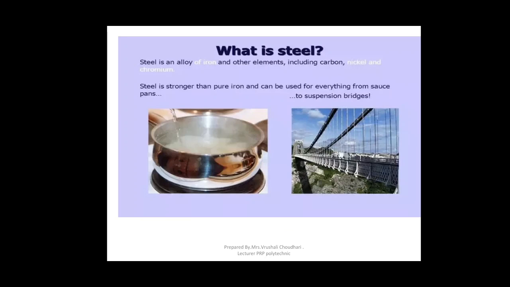Steel is stronger than pure iron, and it can be used for everything from making a utensil to suspension bridges. It is stronger, tougher, and more corrosion resistant. Therefore, it is widely used in the engineering field.